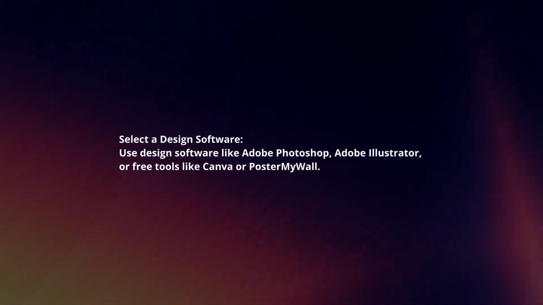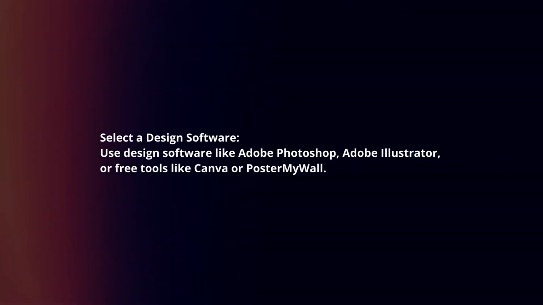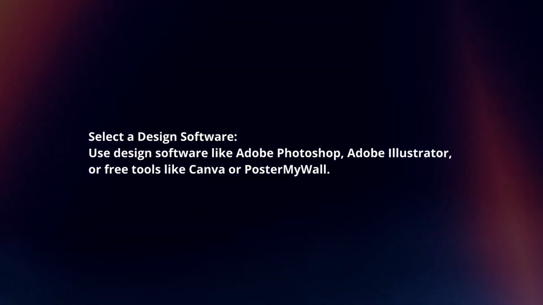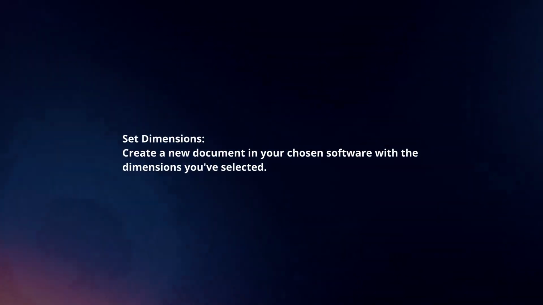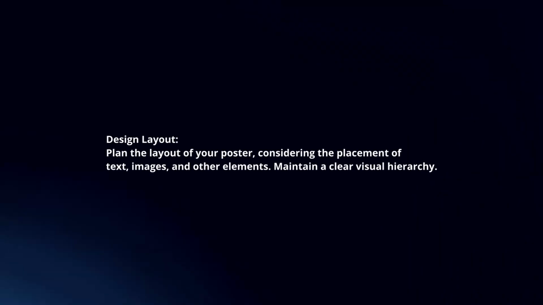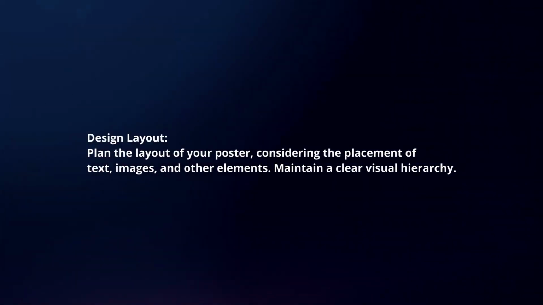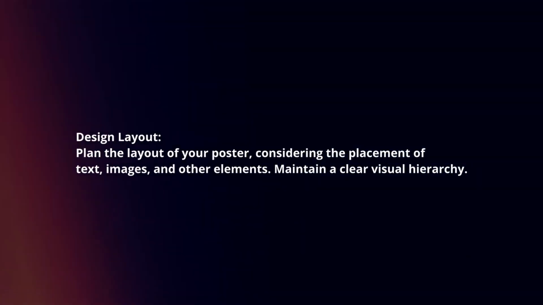Select a design software. Use design software like Adobe Photoshop, Adobe Illustrator, or free tools like Canva or PosterMyWall. Set dimensions. Create a new document in your chosen software with the dimensions you've selected. Design layout. Plan the layout of your poster, considering the placement of text, images, and other elements. Maintain a clear visual hierarchy.